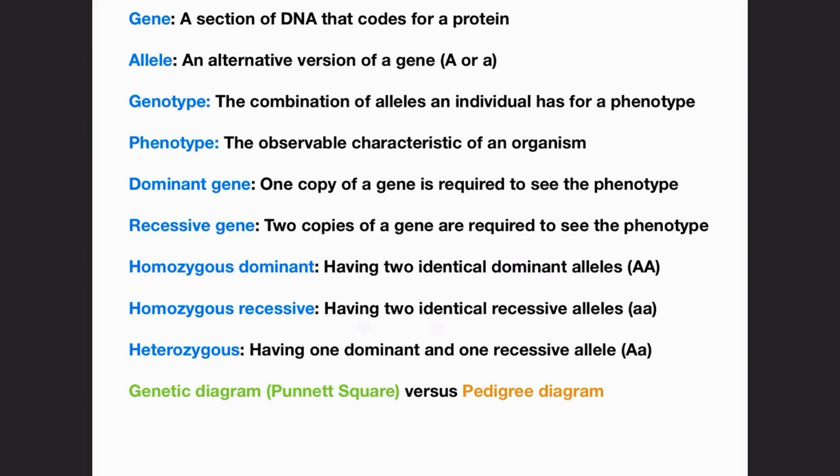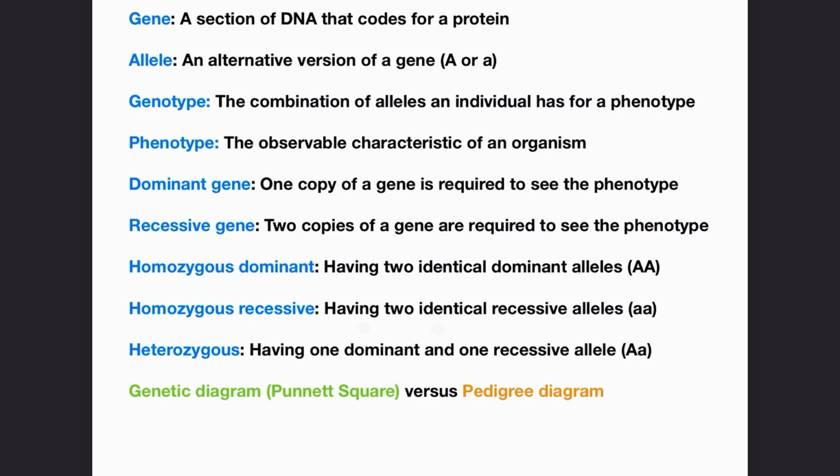Then you have homozygous dominant. Now homo means the same. That just means you have the same big letters. So big A, big A, one from mom, one from dad. Similarly, if it's homozygous recessive, it's just small a, small a. And finally, heterozygous, hetero means different. So hetero means you got 1 big A from one of the parents and small a from the other parent. So they're different, right? One is big, one is small, hence the hetero.